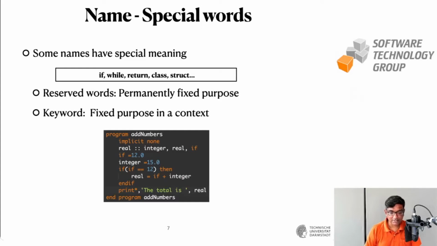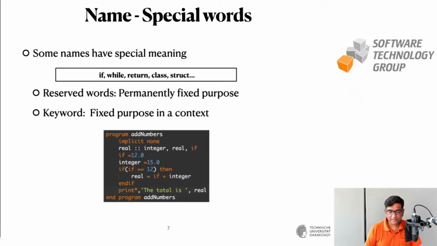Here is a program that I composed in Fortran, which is completely valid. So it adds two numbers. It declares three real numbers. One of them is called integer, which is again a keyword in another context. One of them is called real, and another one is called if. And I'm assigning the value of if to 12 and the value of integer to 15. And it is completely valid to write a program that says if equal to 12, then real equal to if plus integer and if. And then you print the value.